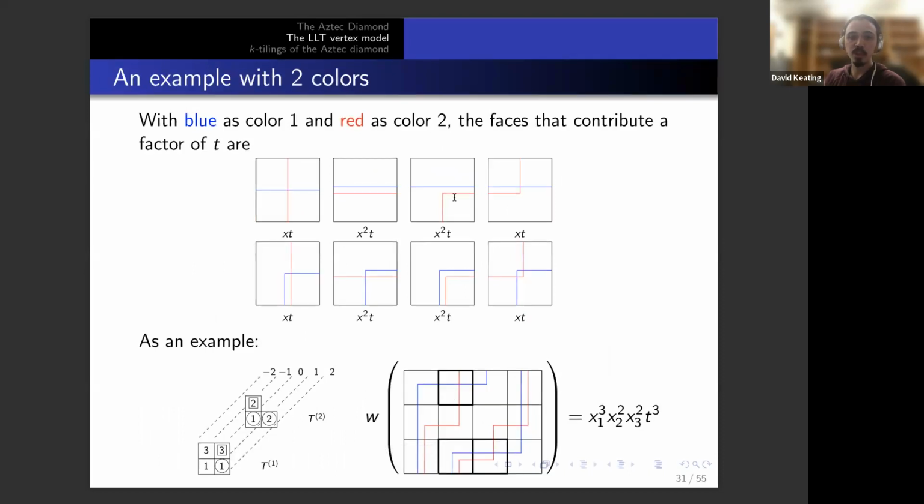For example, when you have 2 colors, and blue is the smaller color, these are all the faces that can contribute a t, because the blue has to exit right and the red has to be present. So in this example we had before, if you draw the corresponding paths and say t1 is blue and t2 is red, then our 3 coinversions are actually these 3 faces, where blue is exiting right and red is present.